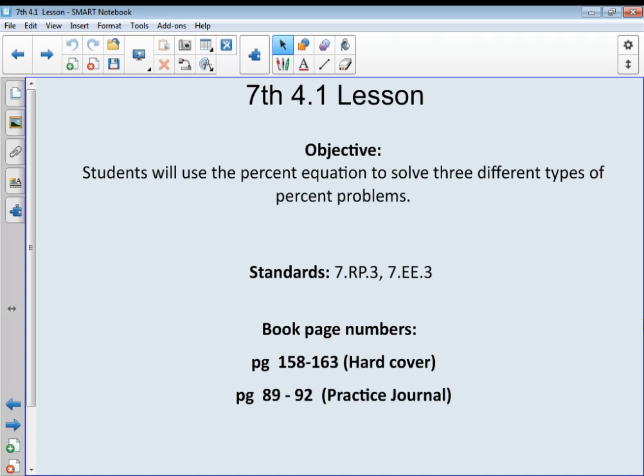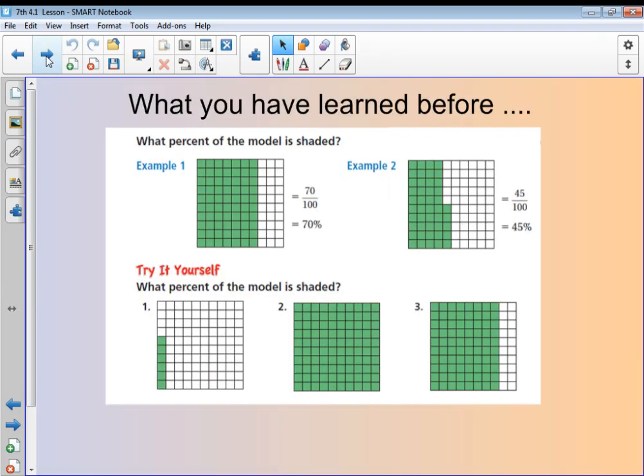the practice journal. Today we're going to be reviewing how to find a percent from fractions. This is something that you have learned in the past, when you were first introduced to working with fractions and solving for percentages. They would always give you a visual representation of that fraction. Here, each of these larger boxes is made up of 100 smaller boxes. In the first example, there are 7 columns colored in and each column has 10 blocks. That gave us 70 blocks out of 100 that were colored in.